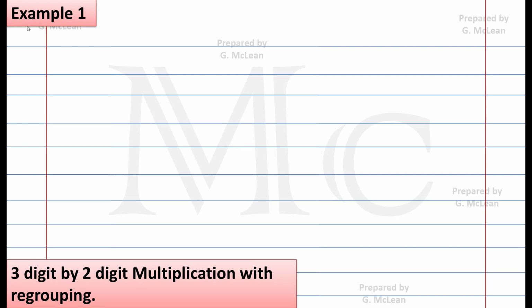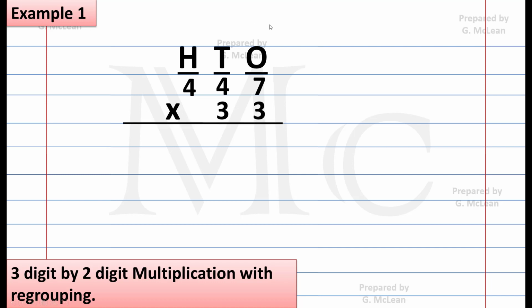Example 1. 3-digit by 2-digit multiplication with regrouping. We're multiplying 447 by 33, with the following steps. This video should be step by step.